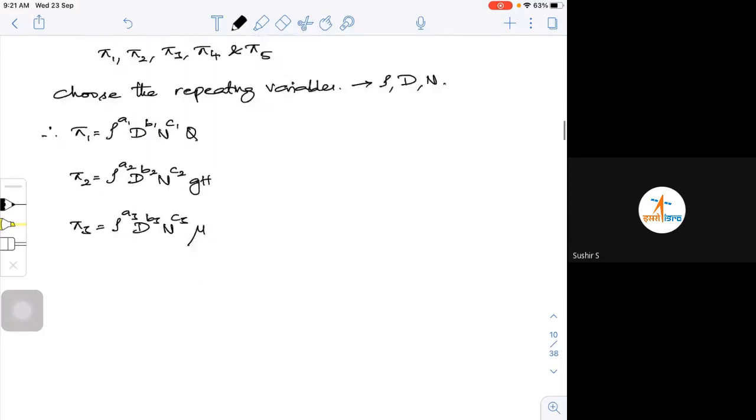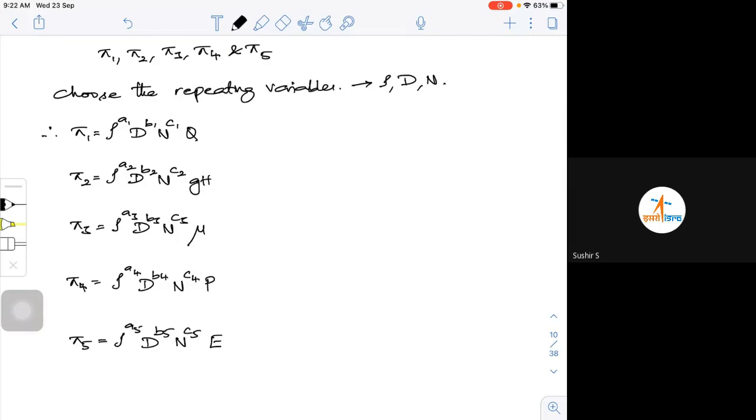Then pi 4 is rho to the power of a4, D to the power of b4, N to the power of c4, and one more variable, power P. Then pi 5 is equal to rho to the power of a5, D to the power of b5, N to the power of c5, and the leftover is your Young's modulus E. So 3, 4, 5, 6, 7, 8. So all 8 variables are considered here.